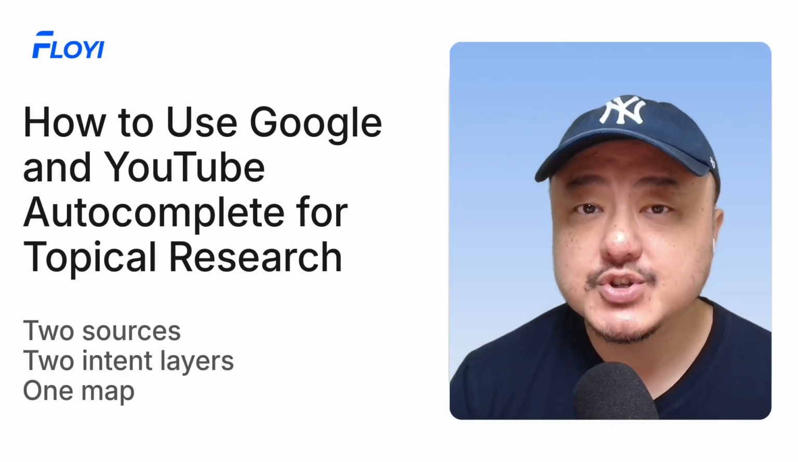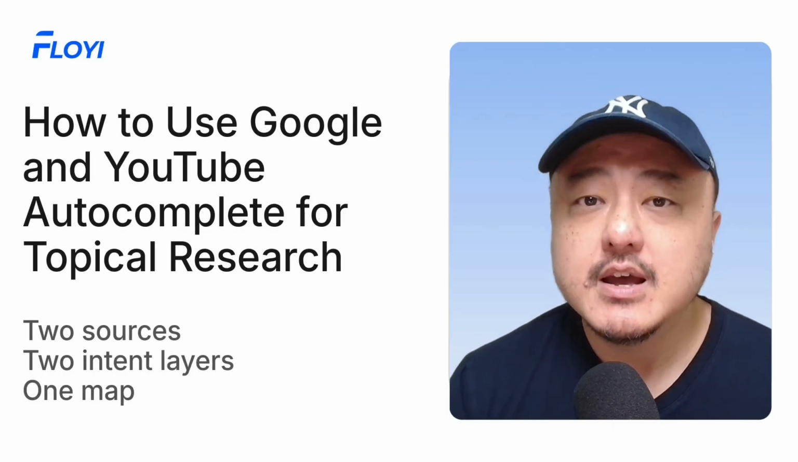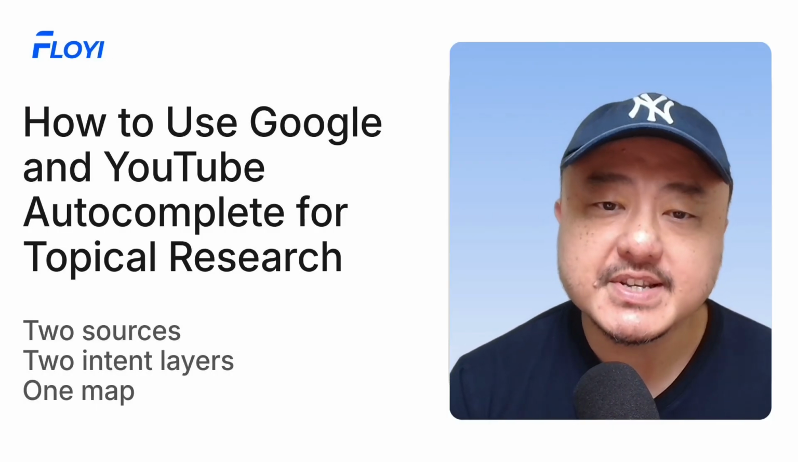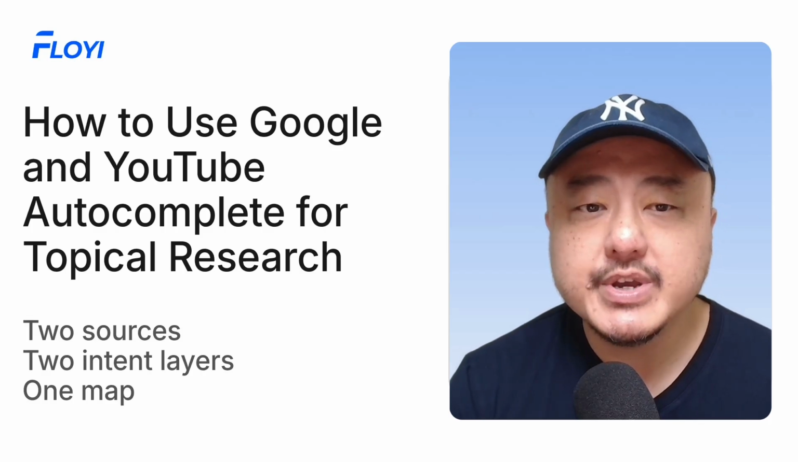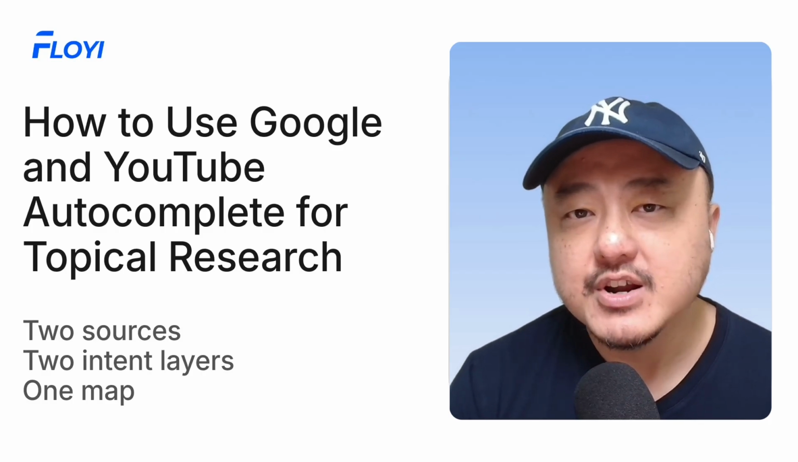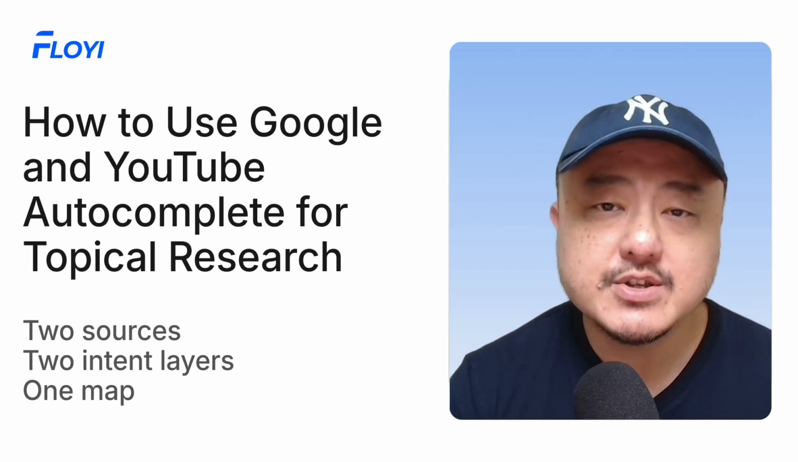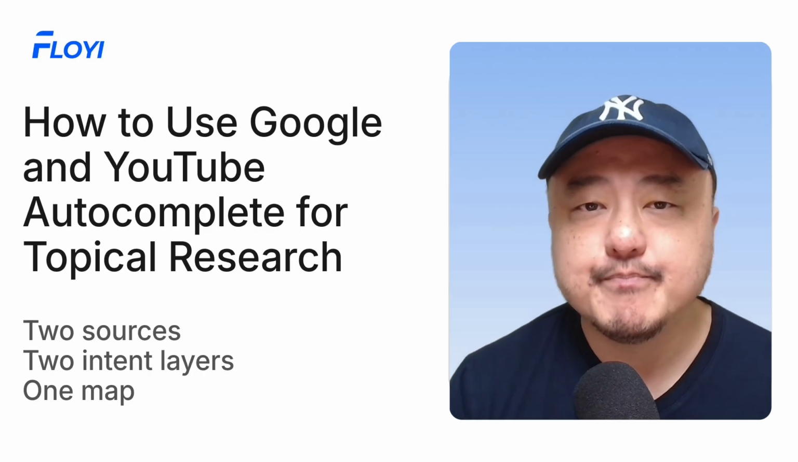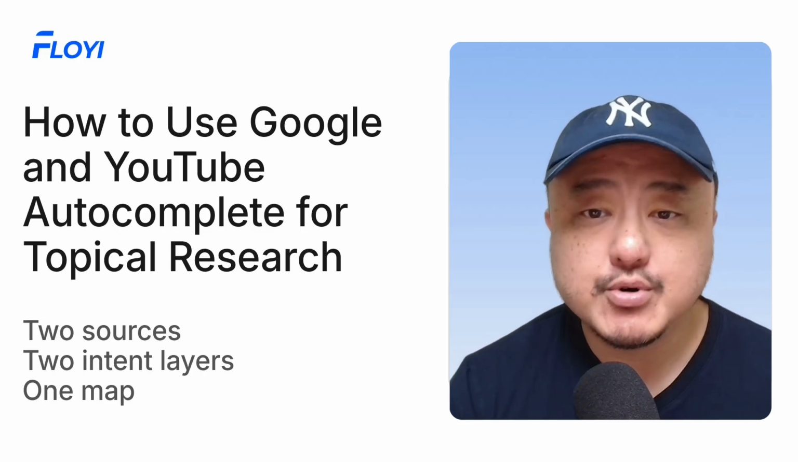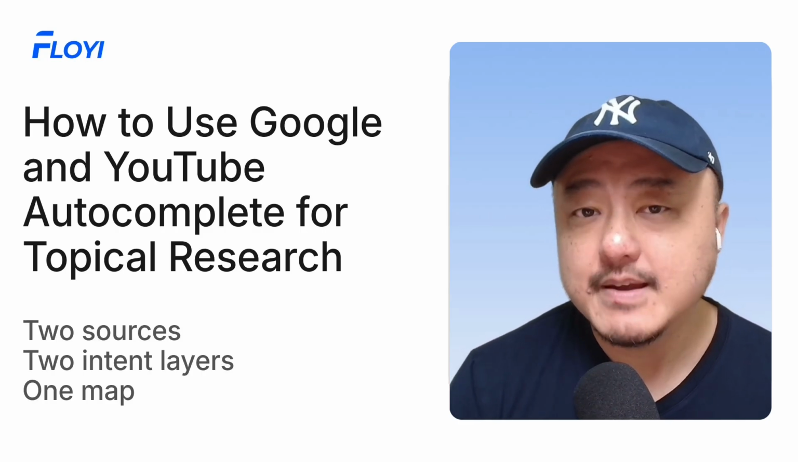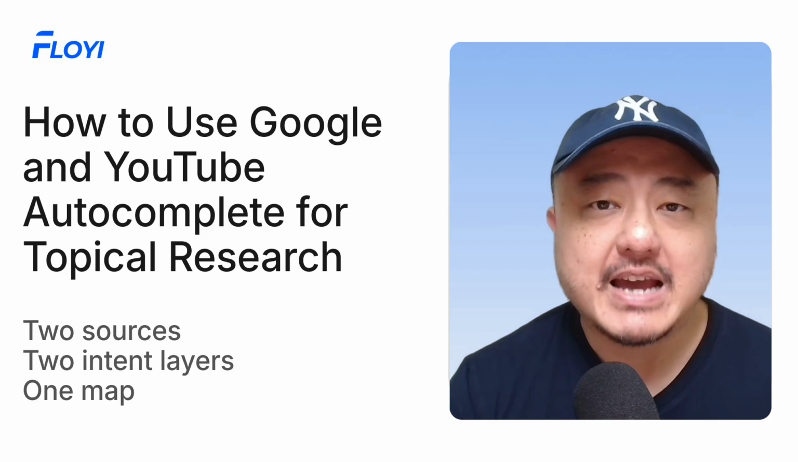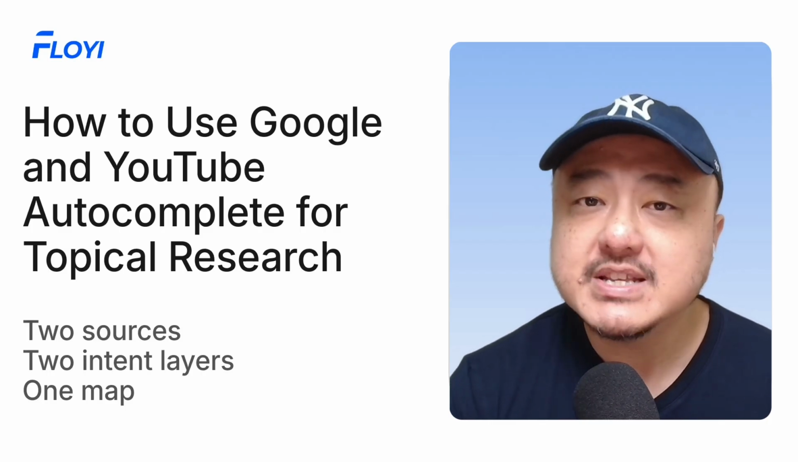Every SEO uses Google Autocomplete for keyword ideas, but most stop there. There's a second autocomplete source showing you a completely different layer of what your audience wants, and the two lists rarely overlap. In this video, I'll show you how to pull from both, read the intent behind each one, and feed it back into your topical map to fill the topic gaps.